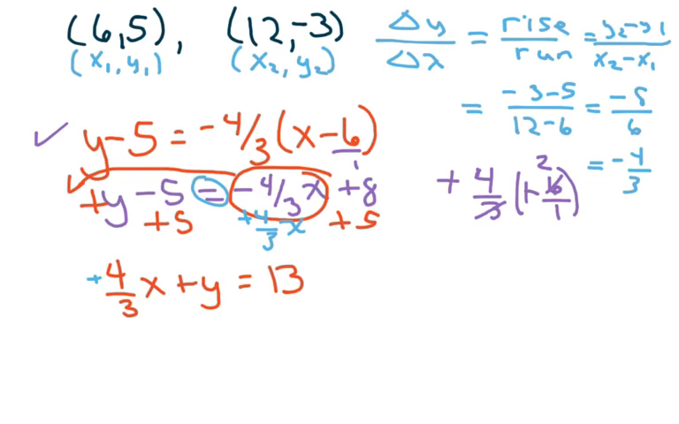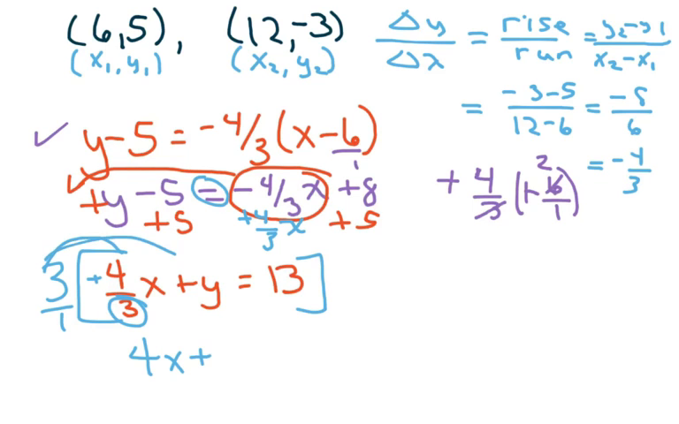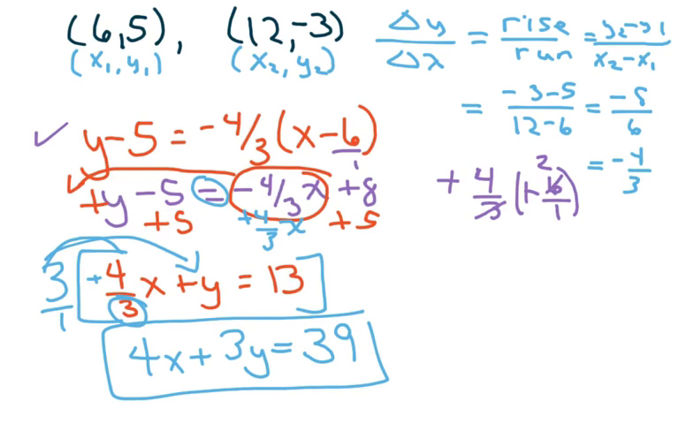Now, we can't have a fraction, so to get rid of the fraction, I'm simply going to multiply it through by my denominator. And when I do that, the 3's would cancel and I'd get 4x. But then I have to multiply the 3 times the y, and 3 times 13 is 39. So there's my standard form.